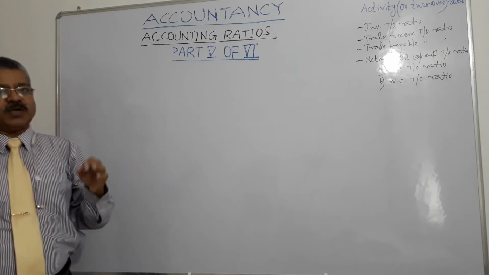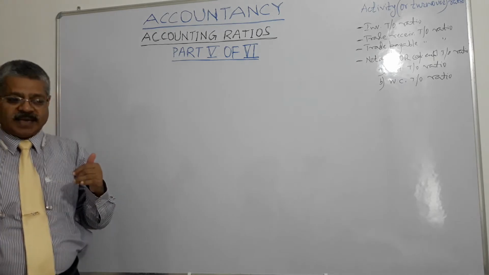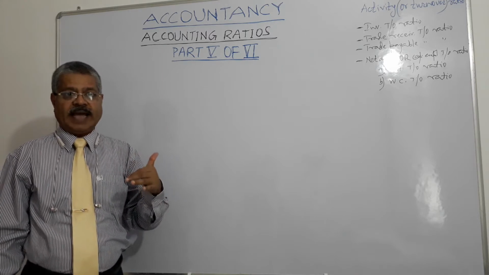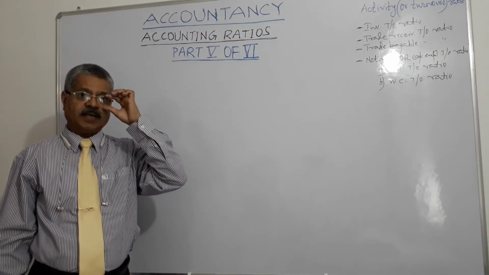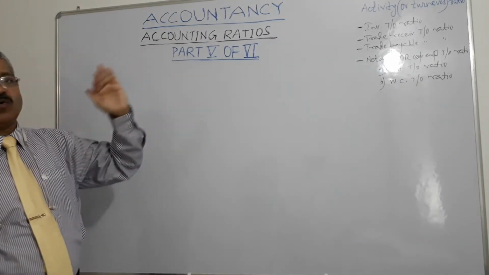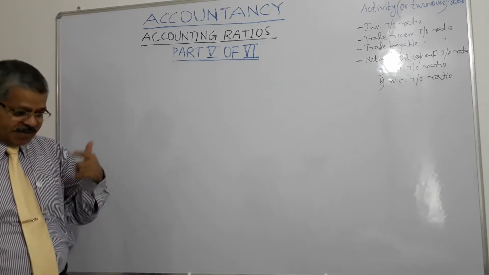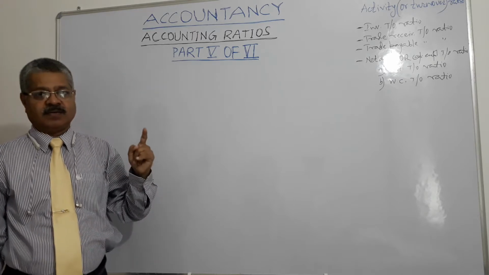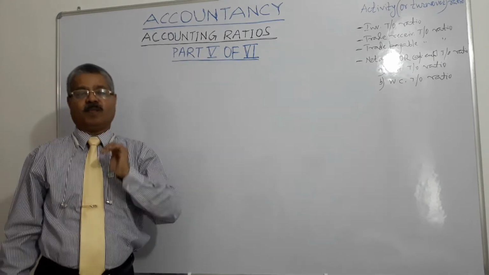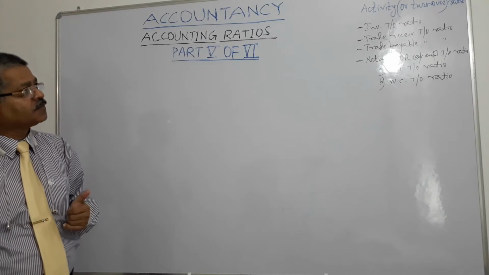So activity or turnover ratio, as the name itself suggests, indicates the speed at which activities are performed in a business enterprise, right? The name itself is self-explanatory. It indicates the speed at which activities of a business enterprise are performed. At what speed? Slow, medium, high, right?